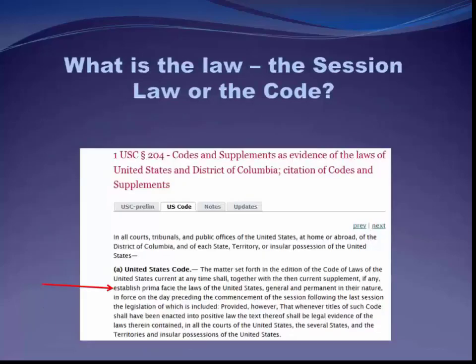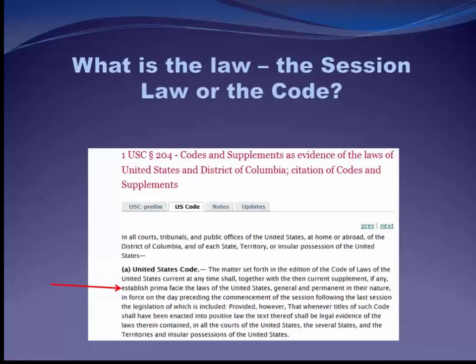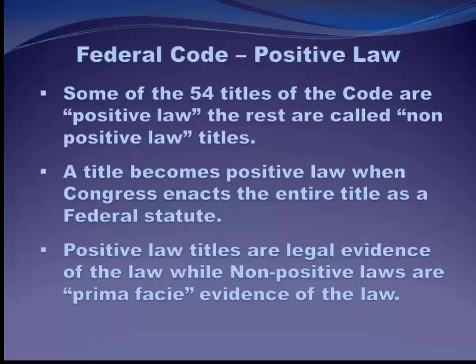So, what's the law? Is it the session law or is it the code? As I said, the code only establishes prima facie evidence of the laws of the United States, except for these titles that have been enacted into positive law. The text of positive law titles is legal evidence of the law. So here it is in the United States Code where it's saying all of that. And then what does this positive law mean, when Congress enacts an entire title into law? As I mentioned, if there's a conflict between the text of a non-positive law title of the U.S. Code and the text in the Statutes at Large, the Statutes at Large is going to prevail.